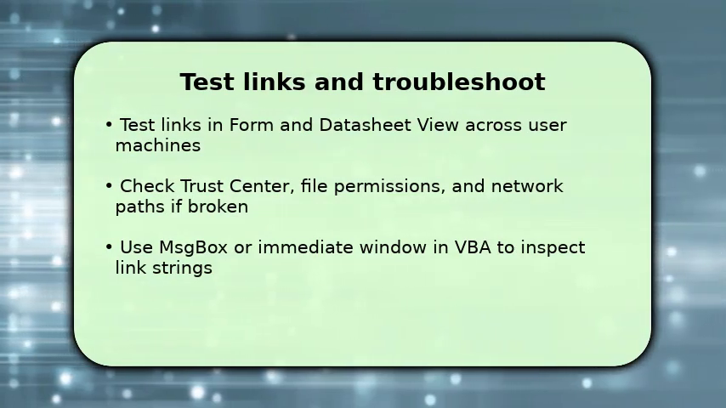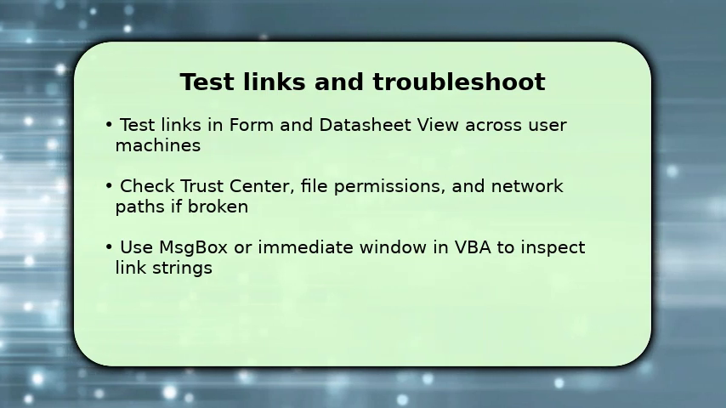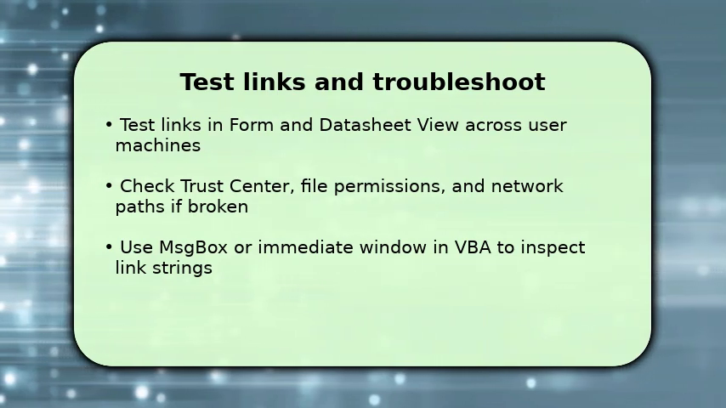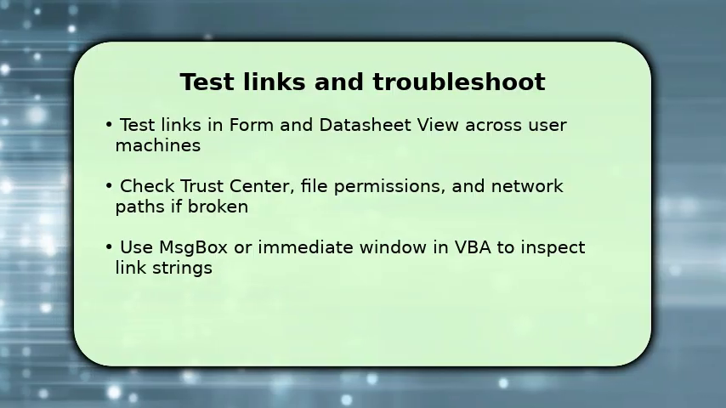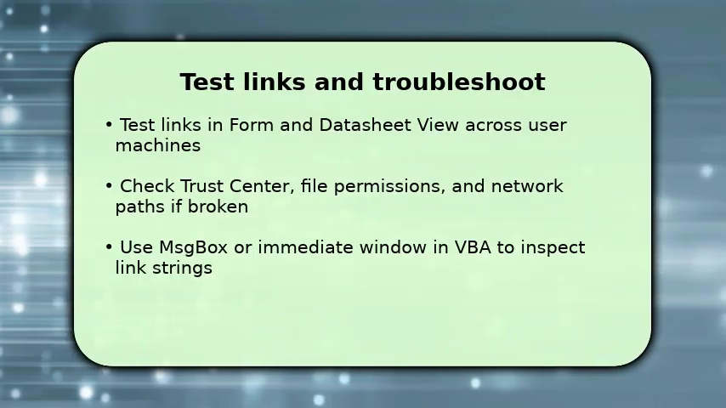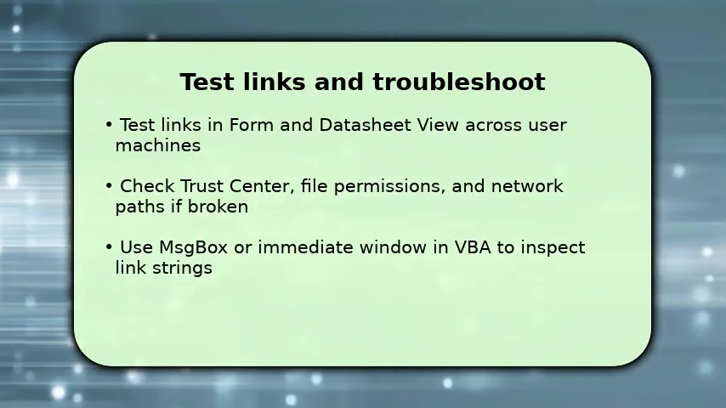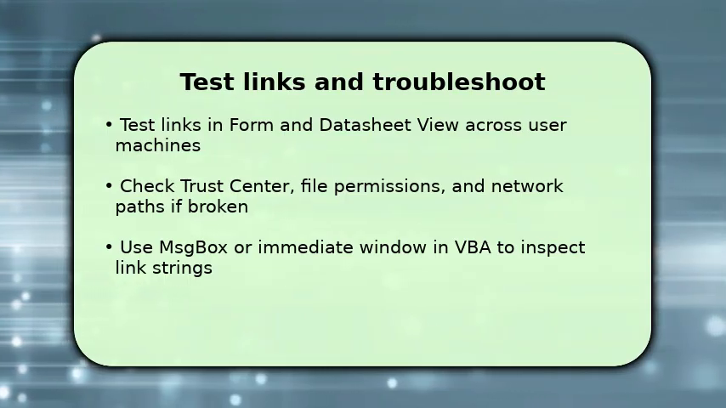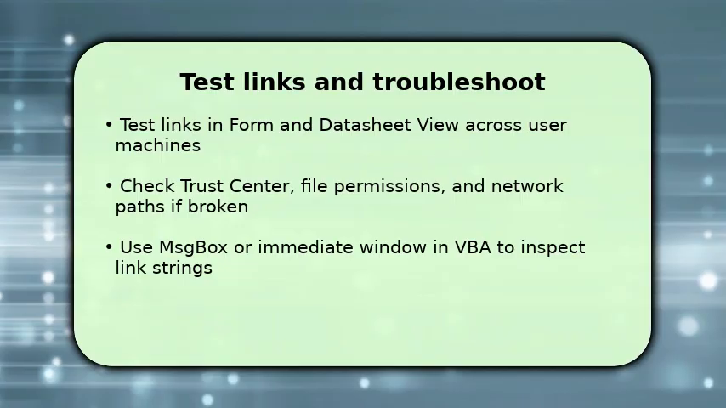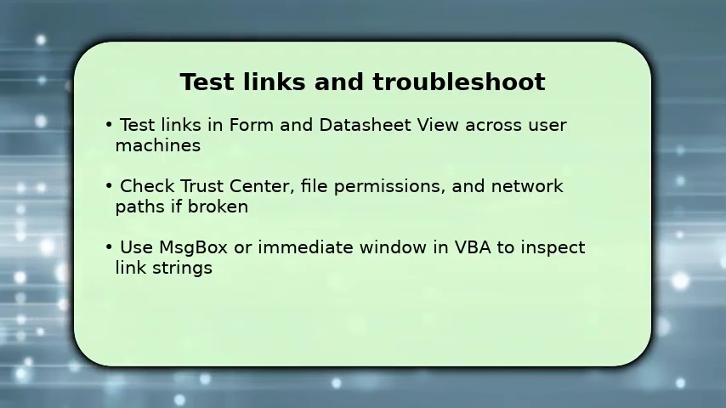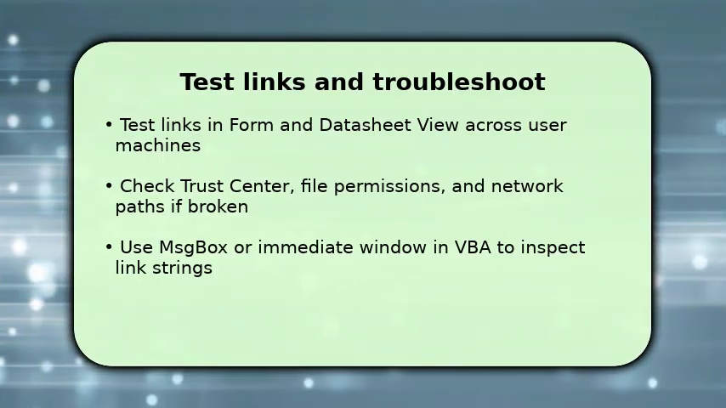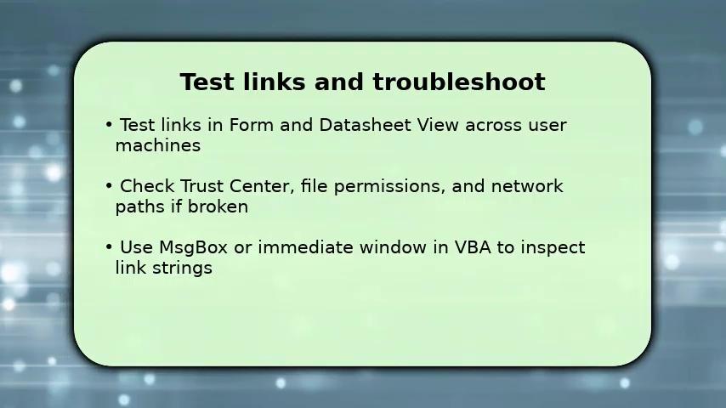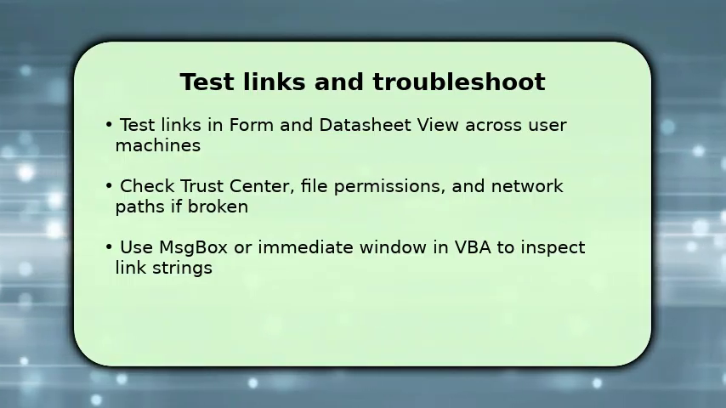If a link fails, check the Trust Center settings, network share permissions, and confirm the path uses correct UNC format instead of mapped drives. Also verify mailto syntax for email links. For complex problems, run a short VBA routine to output the stored string to a MsgBox or the Immediate window so you can inspect formatting. Fixing a stray space or wrong delimiter usually resolves most issues.